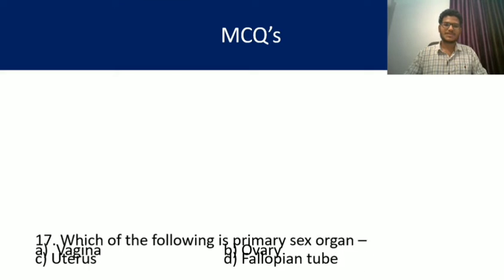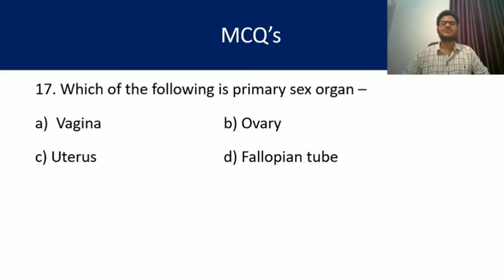Next question, 17. Which of the following is primary sex organ? Vagina, ovary, uterus, fallopian tube. All these are the sex organs of female, and the primary sex organ is very clear, that is ovary. Testis and ovary are considered as the primary sex organs. So here, as we are talking about the female, among all the options, ovary is the right answer. 17B. Let's move on.